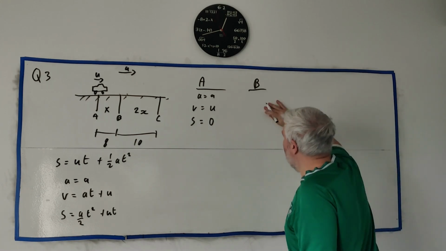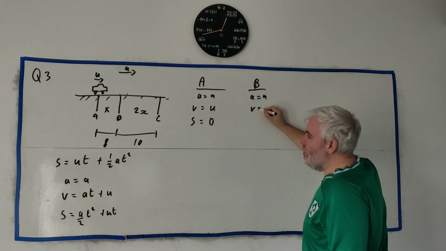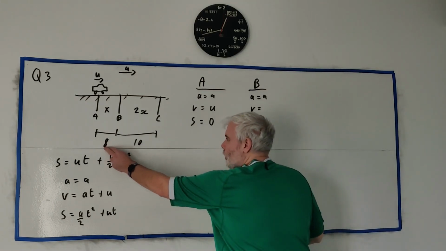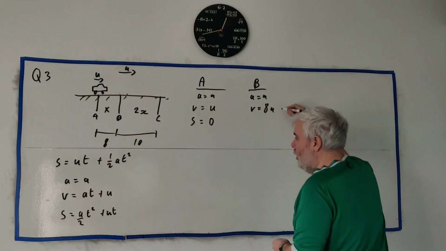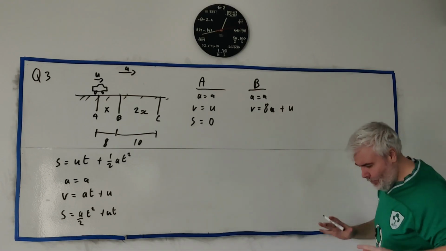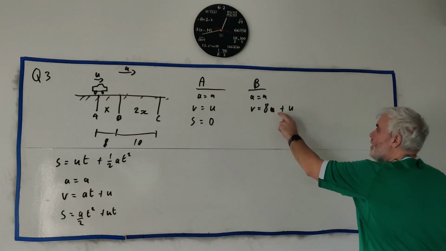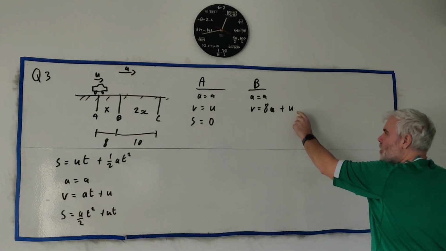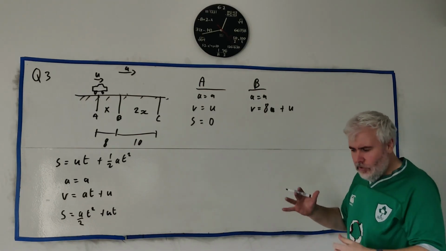At point B, this is much more interesting. a is still a. Now we're 8 seconds into the world. v is 8 times a plus u. Oh, sorry, my a's and u's look alike, that's going to be a bit of trouble. I'll try and be much more careful. This is sort of what we want, isn't it? We want the u with a's in it. Unfortunately, we don't want this v, so I'll keep going.